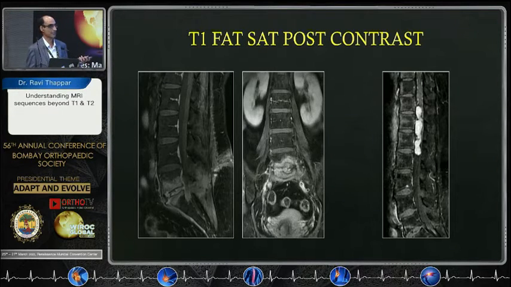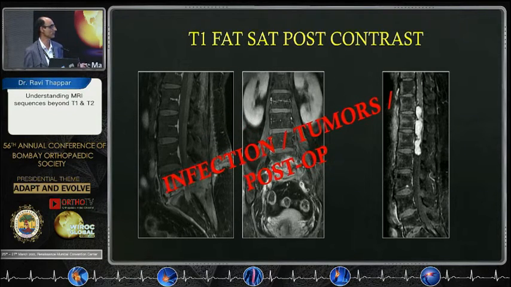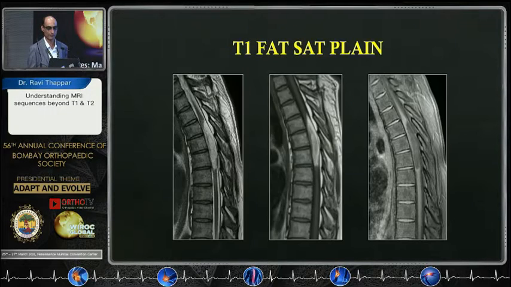Moving to the T1 fat sat post contrast sequence, it's very similar to STIR in the sense that it is again a fat saturated T1 sequence, and when we give contrast the abnormality enhances against the background of the suppressed fat and it becomes very conspicuous. So you can see here it's a post-operative spondylodiscitis with abnormal enhancement in the disc and the vertebrae, and here you can see an enhancing intradural extramedullary tumor which becomes very obvious on this sequence. So this is typically used for post-operative patients and in patients with tumors and infections.